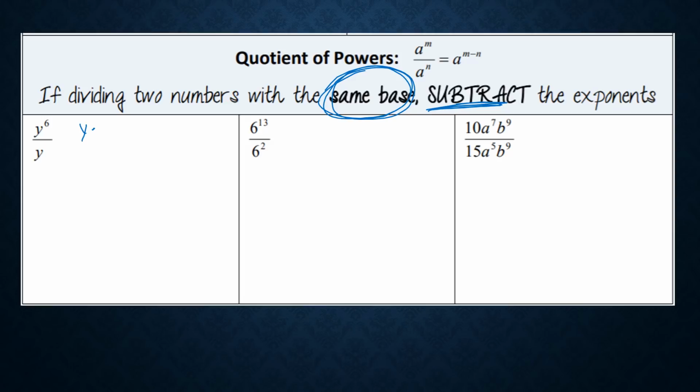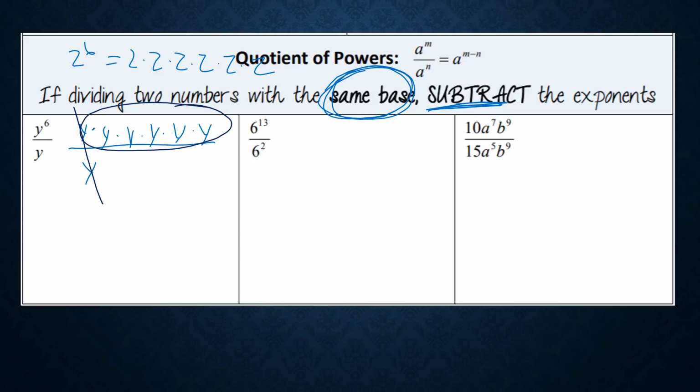So again, going back to the work that we did yesterday, just like if we had 2 to the 6, that means 2 times 2 times 2 times 2 times 2 times 2. Same thing with our y's. So I've got 6 y's in my numerator and 1 y in the denominator. And then once you've got that, cross off what you have in common in the numerator and denominator. And what we're left with is 5 y's in the numerator. So your answer would be y to the 5th.